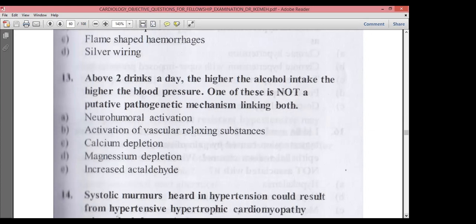Calcium depletion is true. As part of the diuretic effect you get with alcohol, it can cause calcium depletion and is being postulated as one of the mechanisms by which the blood pressure increases. Magnesium depletion as well. Increased acetaldehyde. It also happened. This one also has a lot of putative mechanism. I'll share some documents, but activation of vascular relaxing factor is odd among these options. So the answer to this question is B.